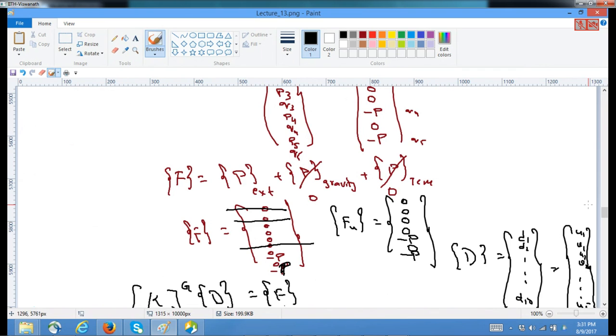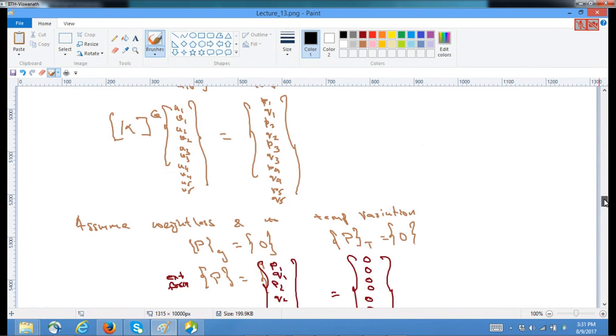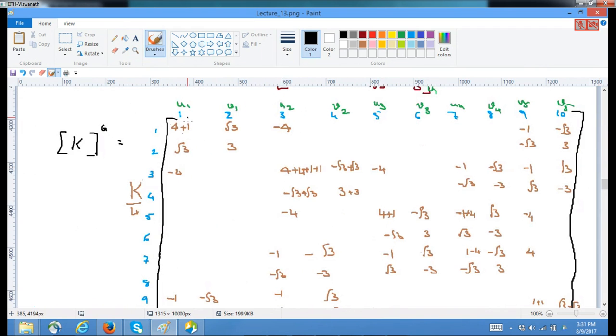Similarly, the KUU is obtained by eliminating the rows with respect to u1. Let me eliminate it. This u1 row, I don't need it. Similarly, the v1 row is also not required for me, and I also don't need the row with respect to v3, that is the sixth degree of freedom is also not required.